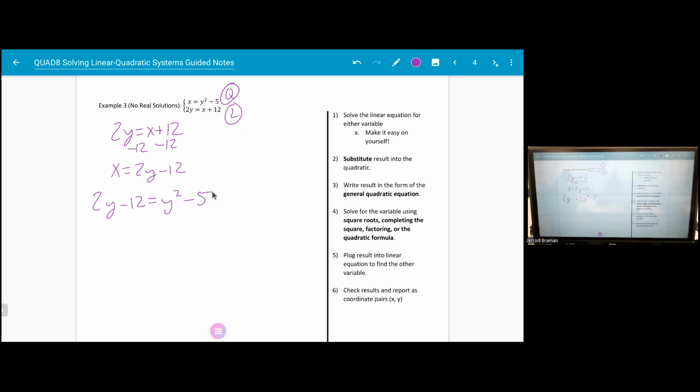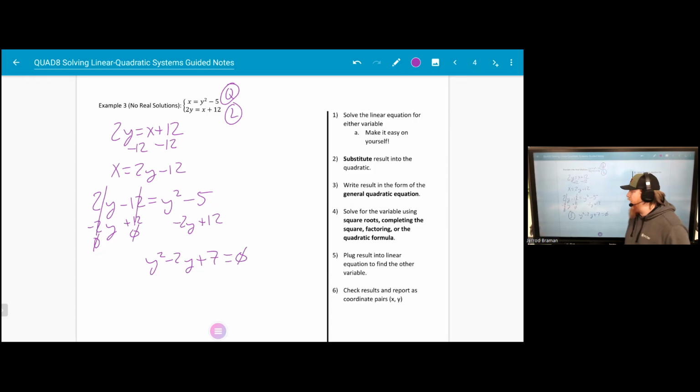Well, now I've got to get all the stuff onto one side. In other words, I'm going to subtract 2y and add 12 to both sides. And when I do that, these go to 0. And I have 0 equals y squared minus 2y plus 7. Now, 0 equals, or you could just write equals 0. That would work also. And so now we've gotten to that step 3 part.